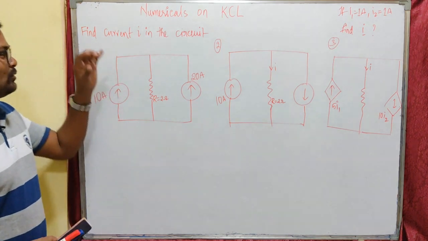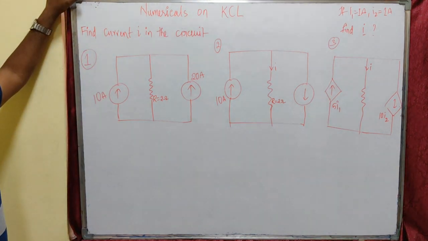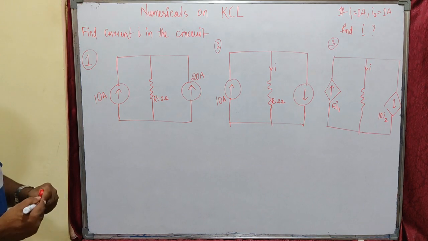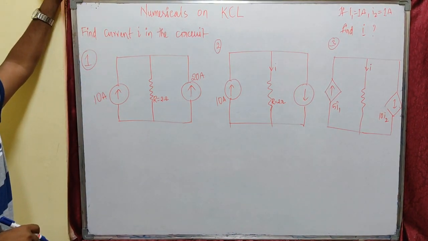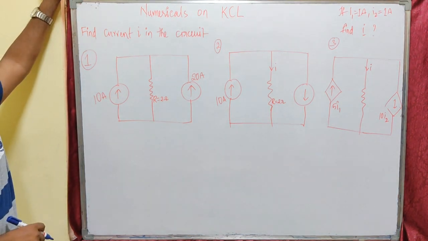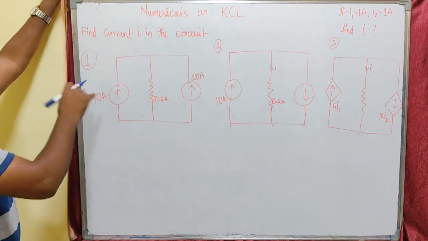Hello students, now let us do some problems on KCL. So far we have done the definition of KCL, which is that the algebraic sum of currents at a node or junction is equal to 0. Now let us try to apply KCL and prove it. We have three problems here.